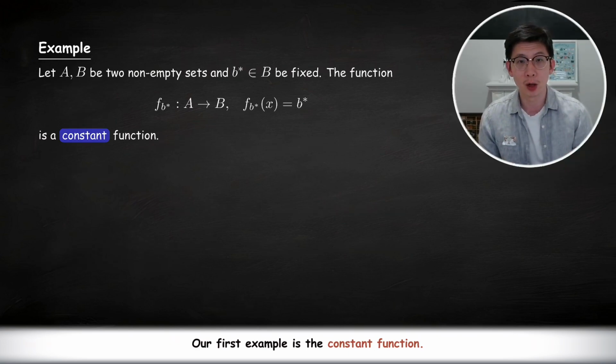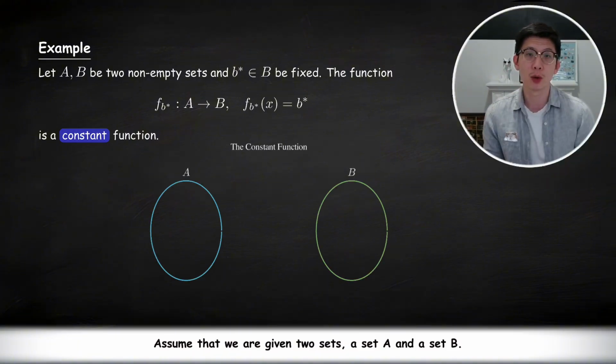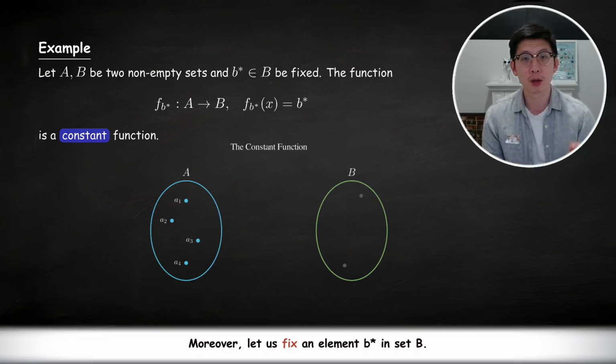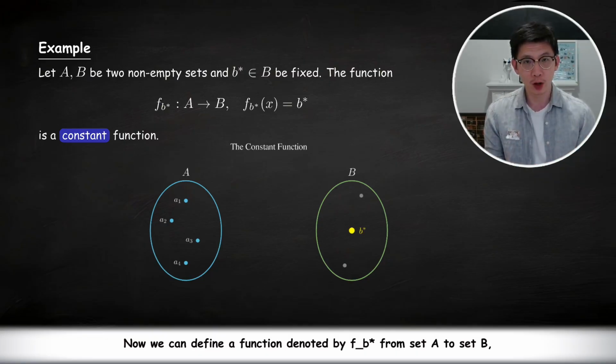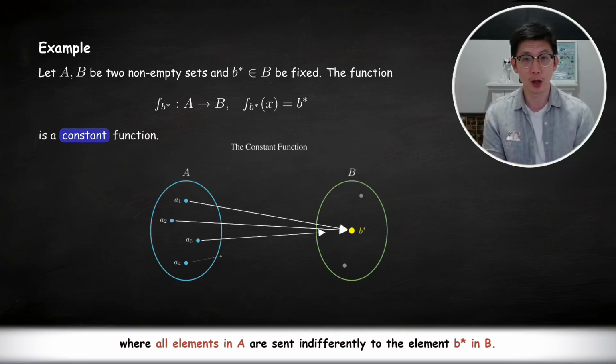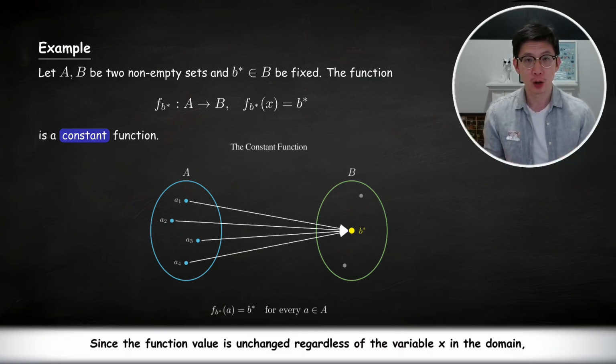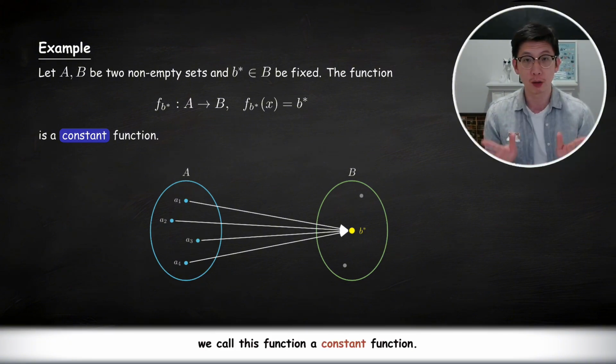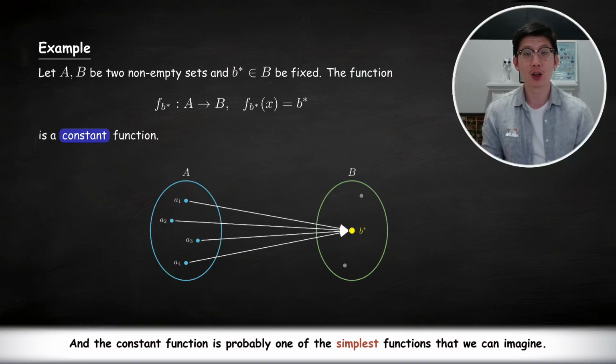Our first example is the constant function. Assume that we're given two sets, a set A and a set B. Moreover, let us fix an element b star in set B. Now we can define a function denoted by f_b star from set A to set B, where all elements in A are sent indifferently to the element b star in B. Since the function value is unchanged regardless of the variable x in the domain, we call this function a constant function. And the constant function is probably one of the simplest functions that we can imagine.